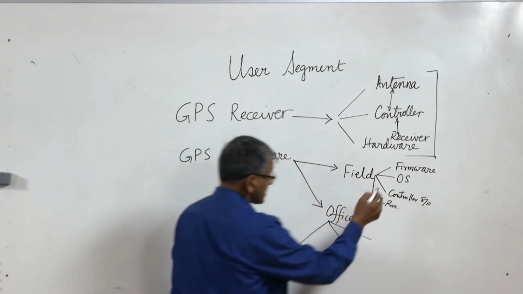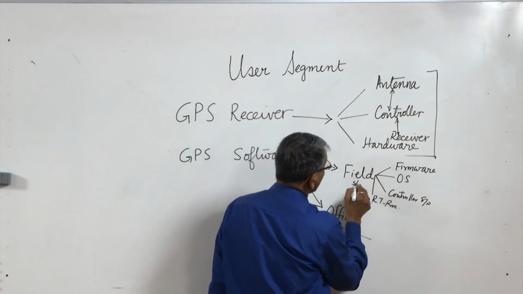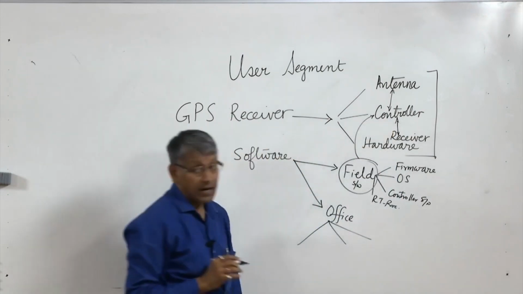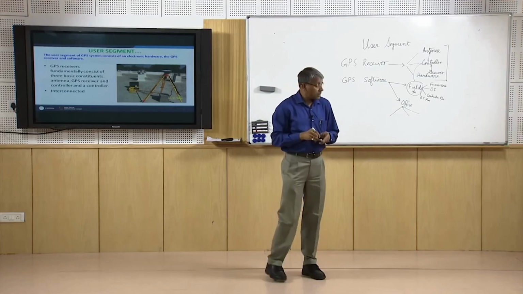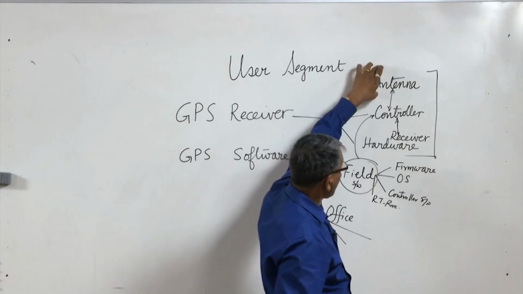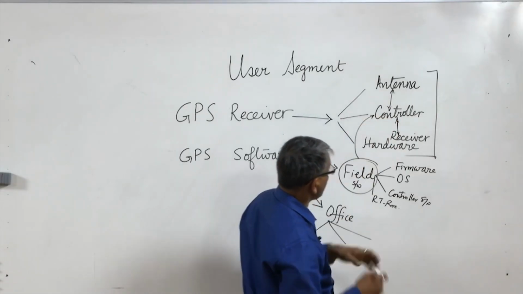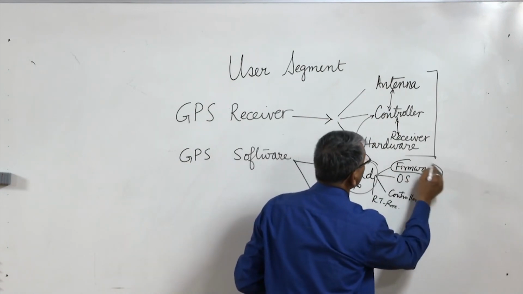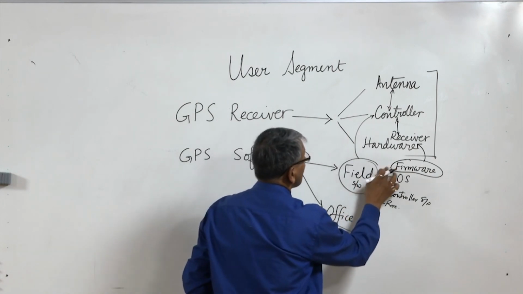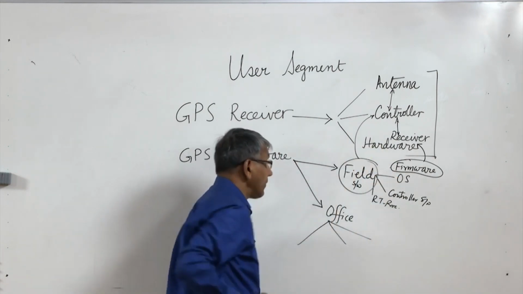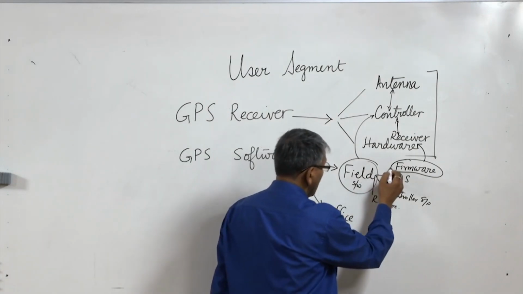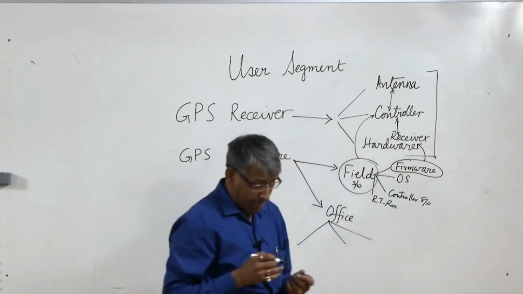However, these field software are available within the controller. So the controller makes use of field software to control the antenna as well as the receiver hardware. Actually, firmware is available within the hardware receiver. Other than firmware, all are available in the controller. Also, some software is also available in the controller.